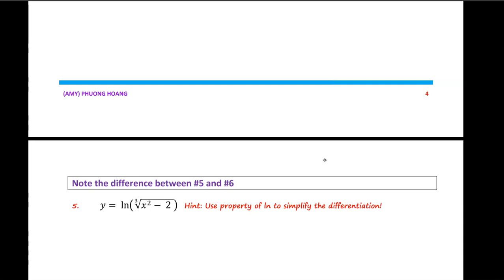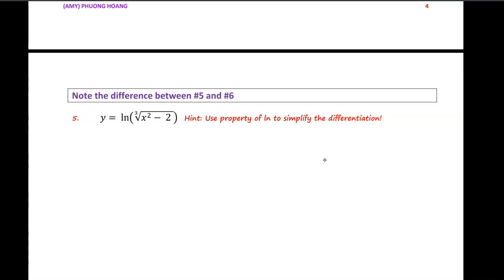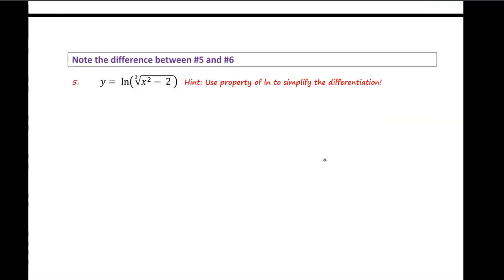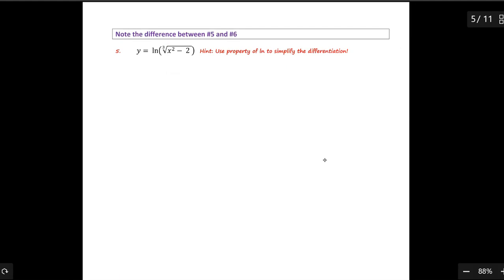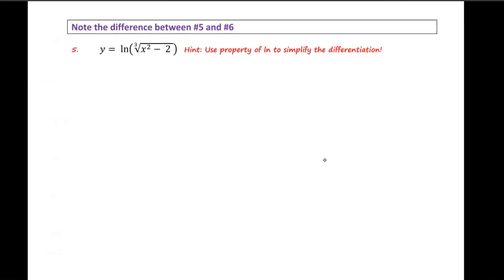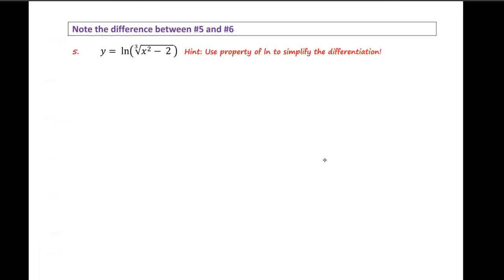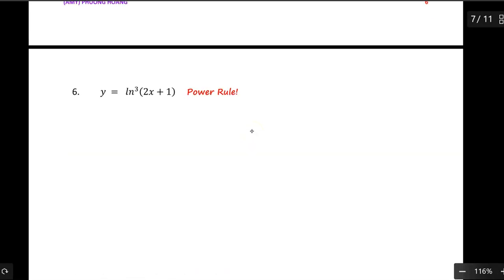There are 2 questions that I have on this particular page, question 5 and question number 6. The purpose is to ask everyone to identify the difference between the two. So here is my question number 5: natural logarithm of the cube root of x squared minus 2 as the argument. Let's move on to number 6 to see what I have. For number 6, I have ln raised to the exponent 3 of 2x plus 1.